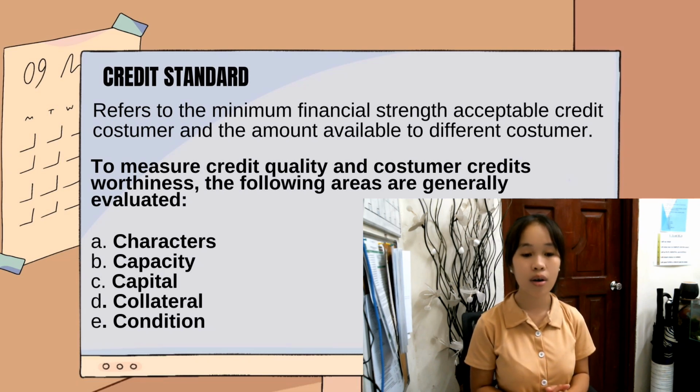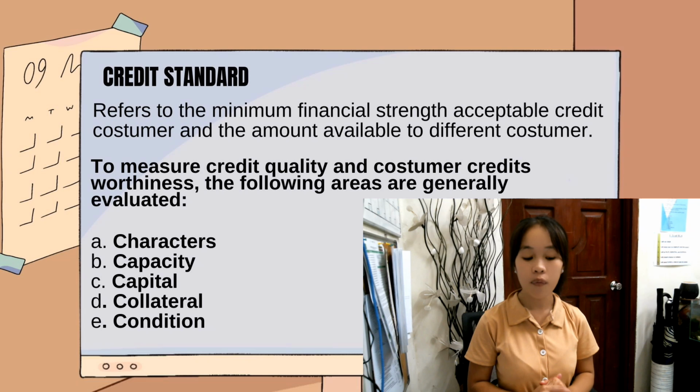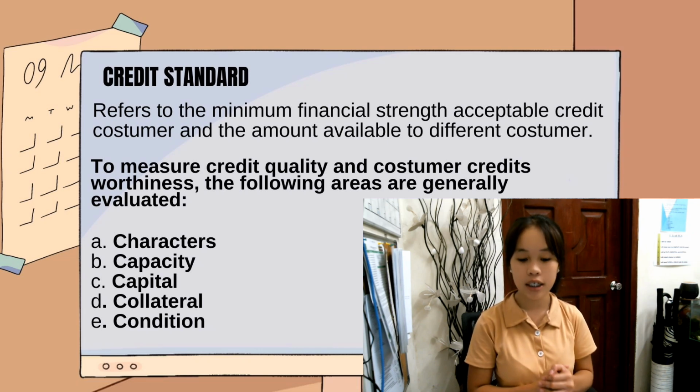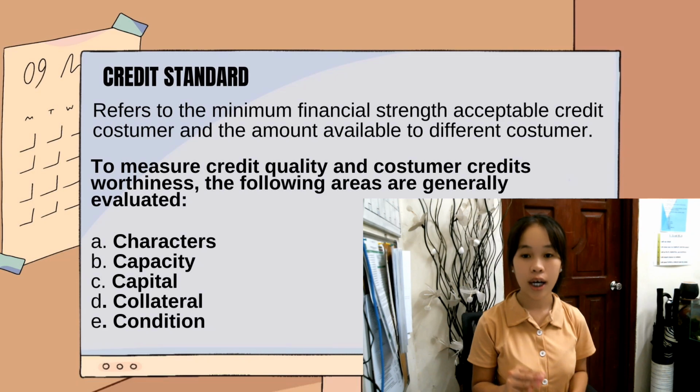And D is collateral. Collateral is represented by the asset that consumers may offer as security in order to obtain credit. And last is condition. Condition refers both to general economic trends and to special developments in certain geographic regions or sectors of the economy that might affect customers' abilities to meet their obligations. So that's all the credit standards.